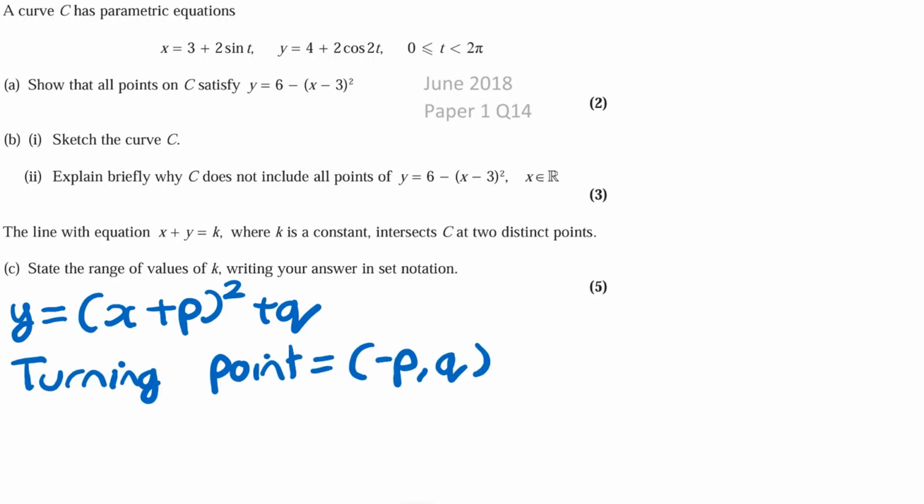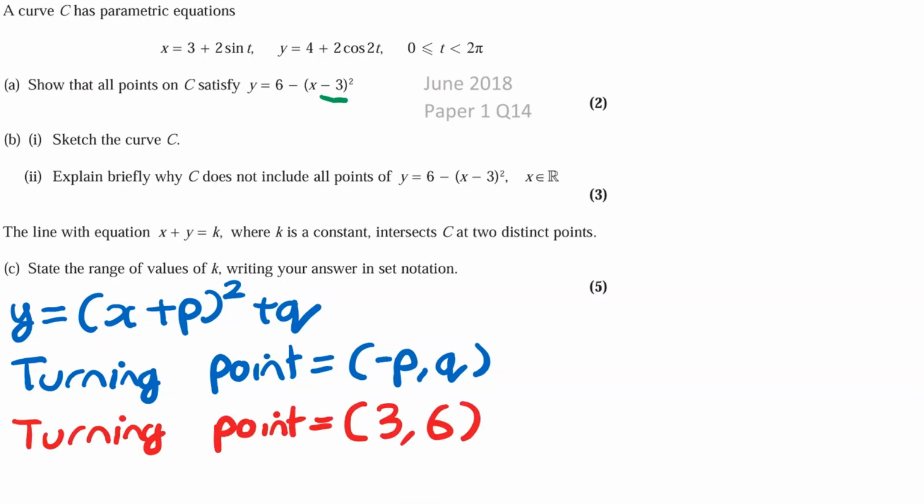The turning point is going to be (minus p, q), where p is this number here inside the bracket to the power of 2, and q is this number here. So if we consider our equation here, p is this minus 3 here, and q is this 6 here. So therefore the turning point here is going to be minus p. Now p here is minus 3, so minus p is going to be positive 3, and q is 6. Therefore the turning point here is going to be (3, 6).